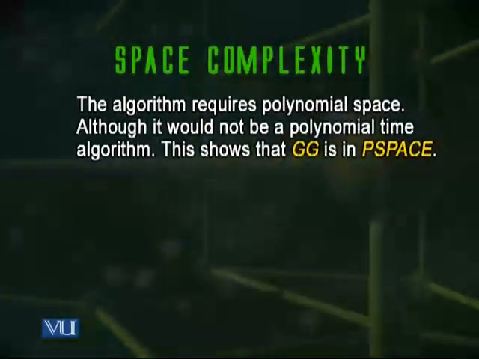This recursive algorithm takes polynomial space. Now, if you try to calculate how much time it takes, you would realize that it is not polynomial, it's exponential. It's going to be very long before the algorithm returns an answer. However, what we are trying to do is just to show that this problem can be solved in polynomial space. And when we analyze the space complexity of this algorithm, it turns out that it is polynomial. So, since the algorithm based on this idea requires polynomial space, although it would not be a polynomial time algorithm, this does show us that generalized geography is in P-space.